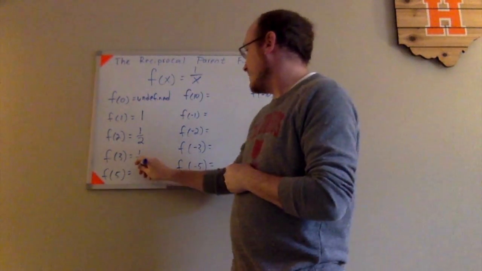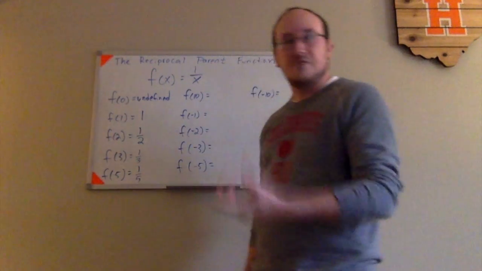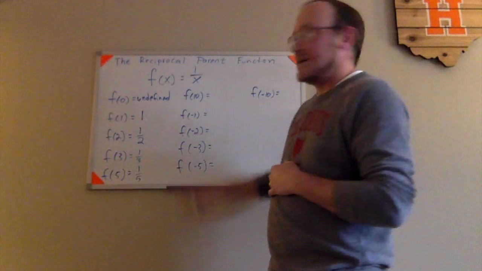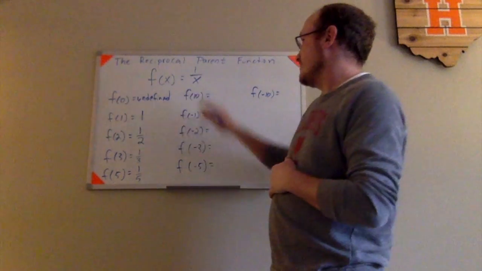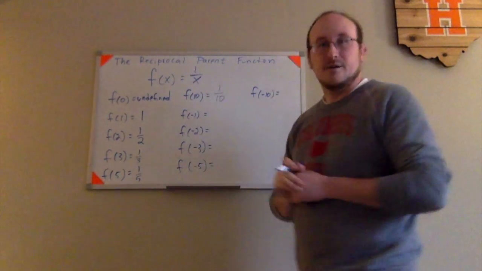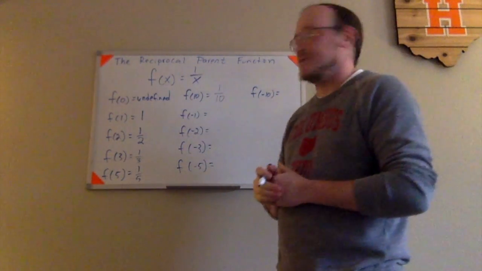Plugging in 5, I would get 1/5, so 5, 1/5 would be another point. Plugging in, let's jump a little bit there, I don't need to do all of those. Plugging in 10, I would get 1/10, so the point 10, 1/10 would be on the graph of this function.